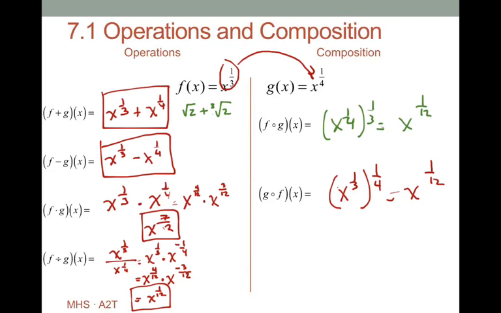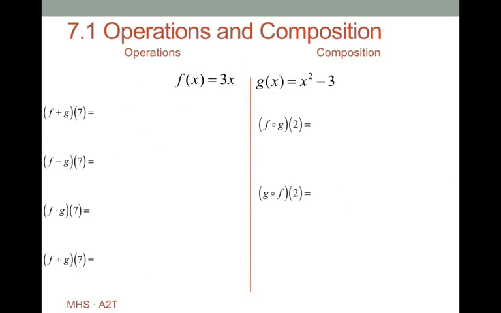By the same token, you take f of x, which is x to the 1/3, and plug it into g of x, and you're going to get that raised to the 1/4. You multiply it, you're going to get the same result. So in this particular case, you get the same result either way, but it's not typical that it's commutative, because the order definitely matters. But in this case, it looks like it's okay.